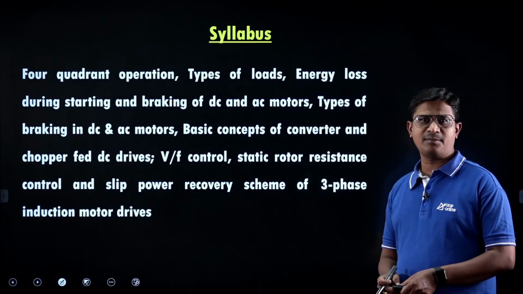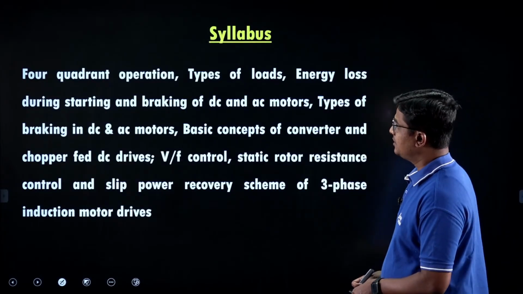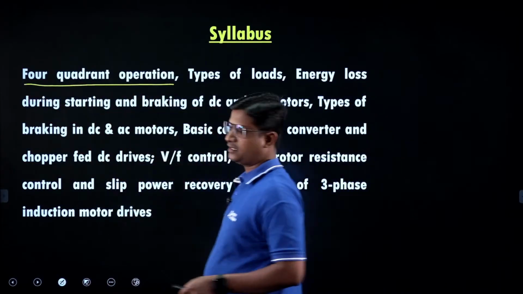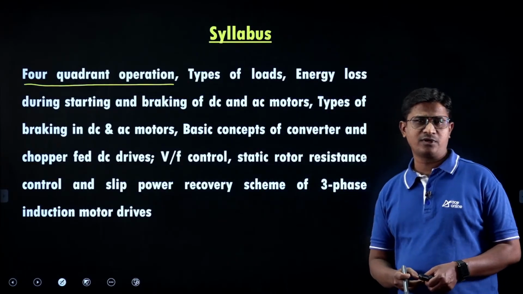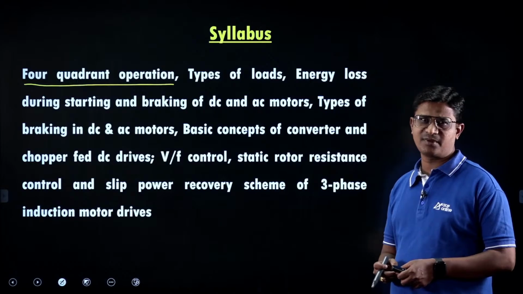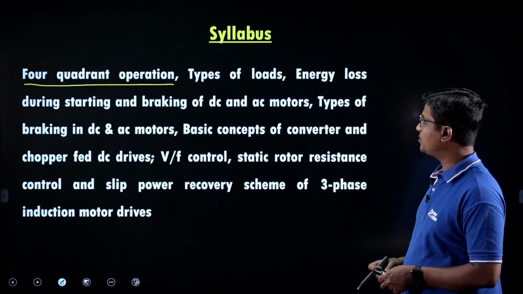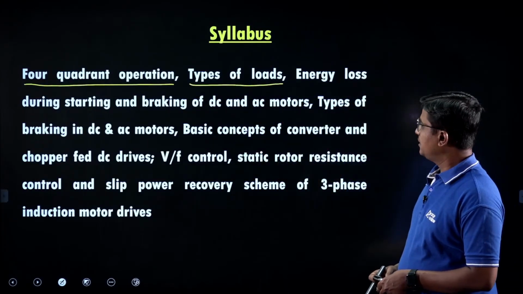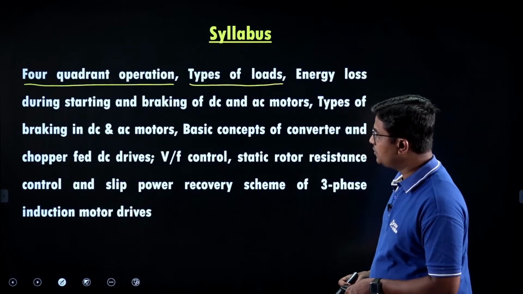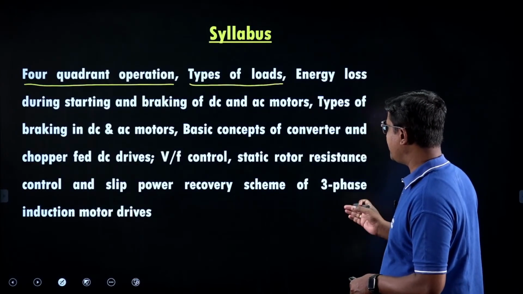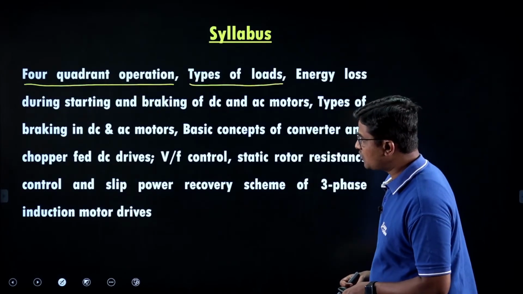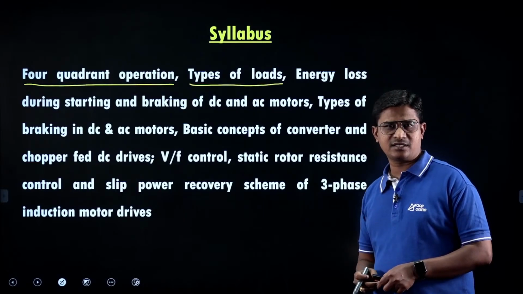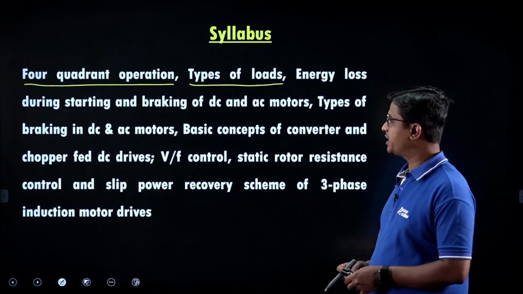So first the syllabus of the course. Here the 4-quadrant operation of a drive, right? 4-quadrant we know: forward motoring, forward braking, reverse motoring and reverse braking operation. Next, types of the loads: active load, passive load, etc. Energy loss during starting and braking of DC and AC motors. Types of braking in DC and AC motors, right? Rheostatic, plugging and regenerative braking.